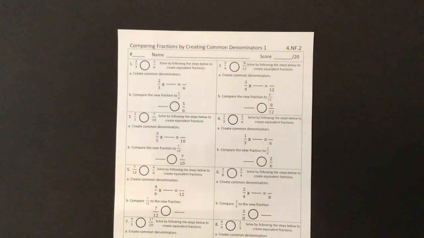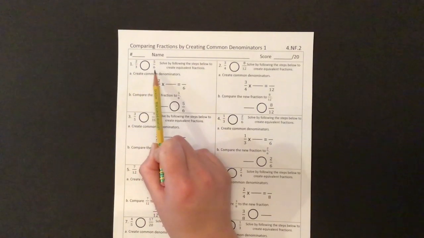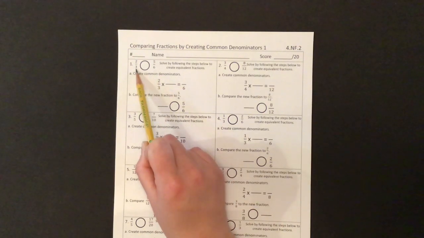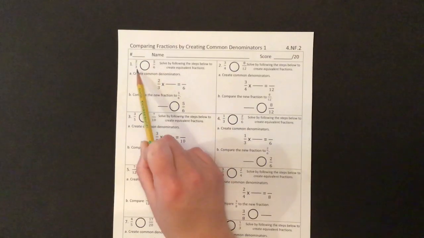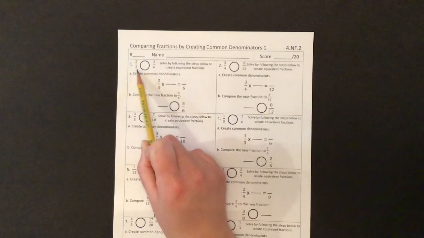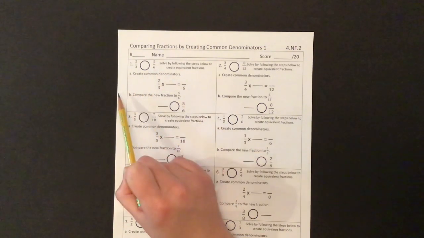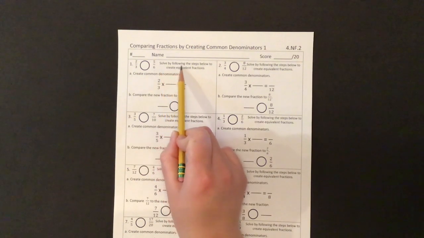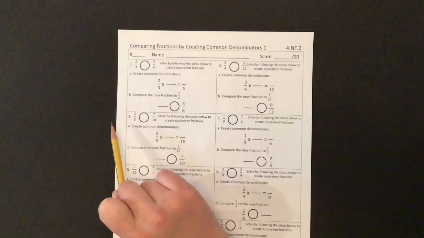So the practice pages today have a lot of helpful hints. Let's look at what we're comparing. 2/3 compared to 5/6. They don't have the same denominators. They don't have the same numerators. And if you can think about your benchmarks, these are both over the half, and they're both quite close to a whole. So we're going to solve by following the steps below to create equivalent fractions.